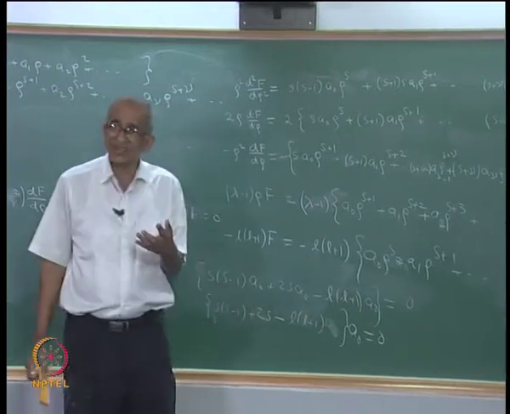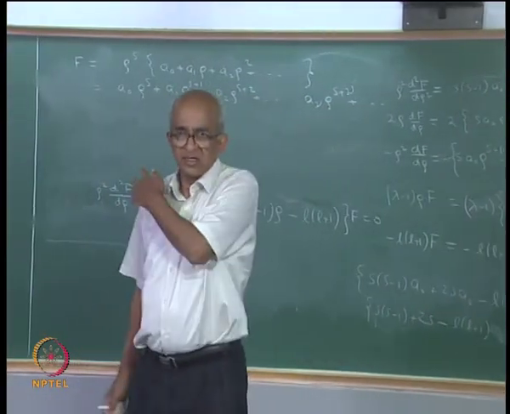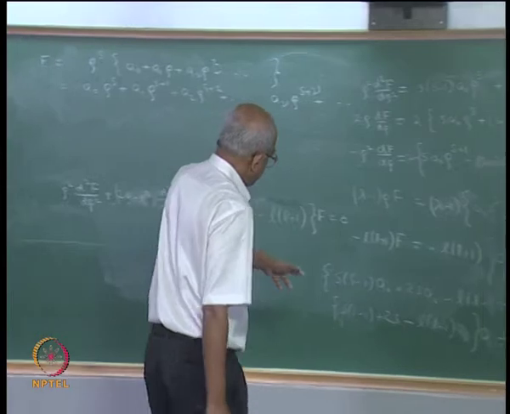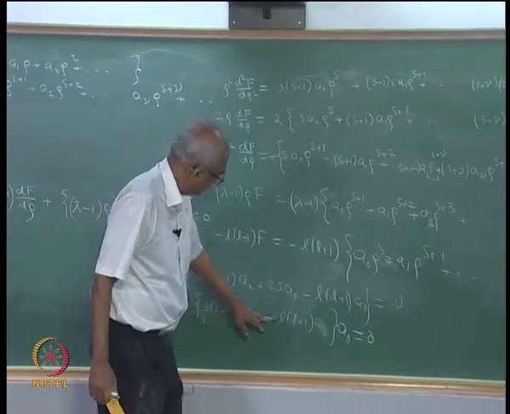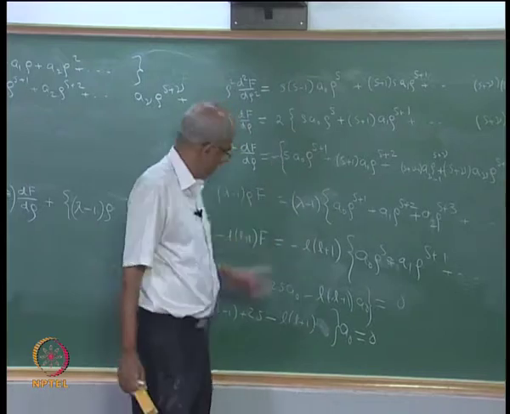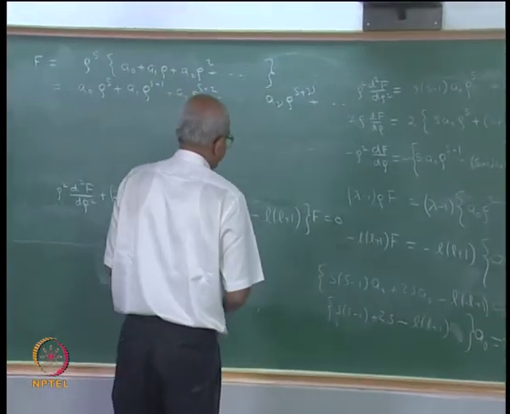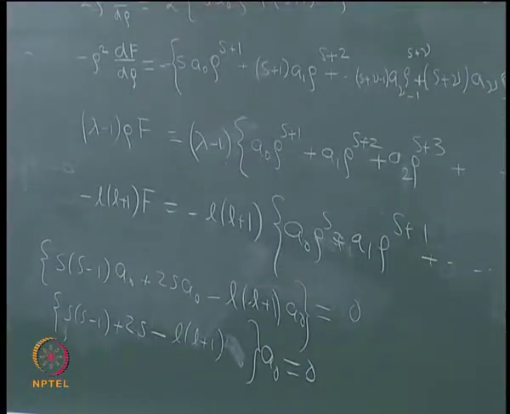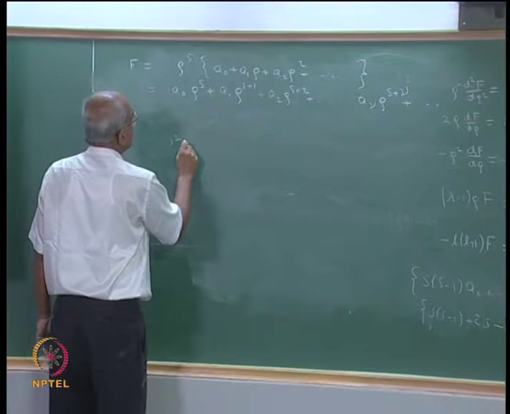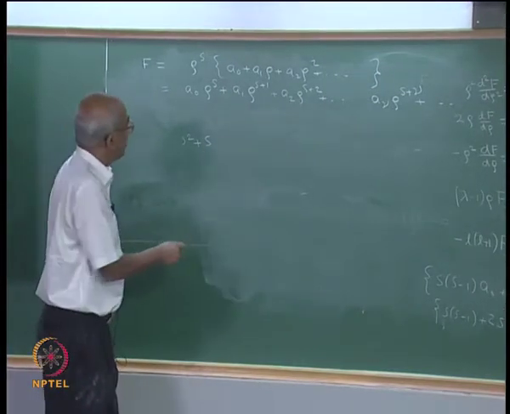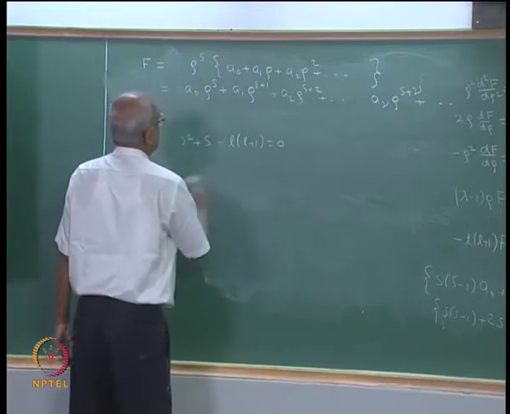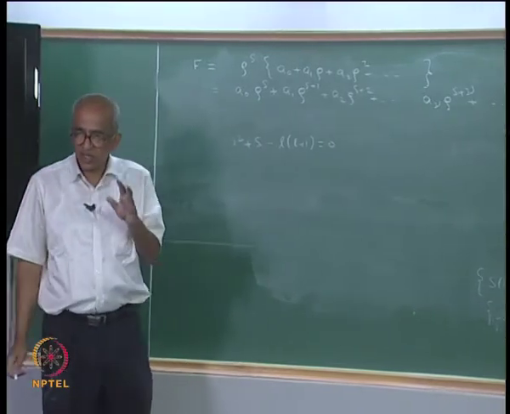and therefore, the only possibility is that your s, see I had not determined s, it was simply something that I had introduced. Your s has to satisfy the condition that s into s minus 1 plus 2s minus L into L plus 1 must be equal to 0. So, let me rewrite that condition. It says that s into s minus 1 plus 2s, but that is nothing but s square plus s, correct, minus L into L plus 1 must be equal to 0, right. So, s has to satisfy this condition.